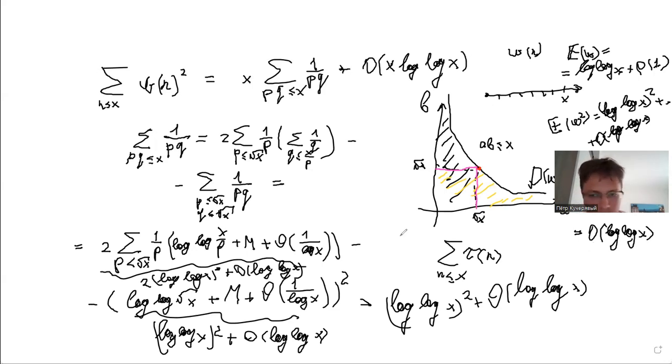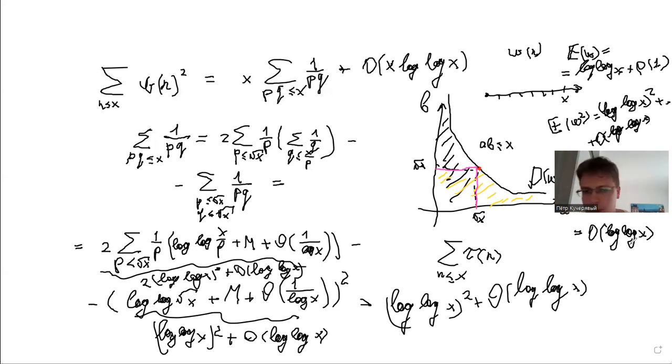And actually, the Erdős-Kac theorem tells us that for omega the variance is actually double logarithm. And also it tends to a normal distribution, and this is the big Erdős-Kac theorem.